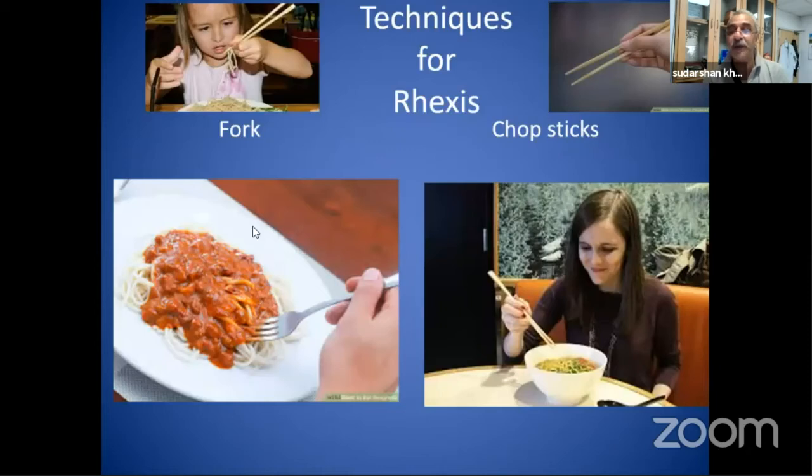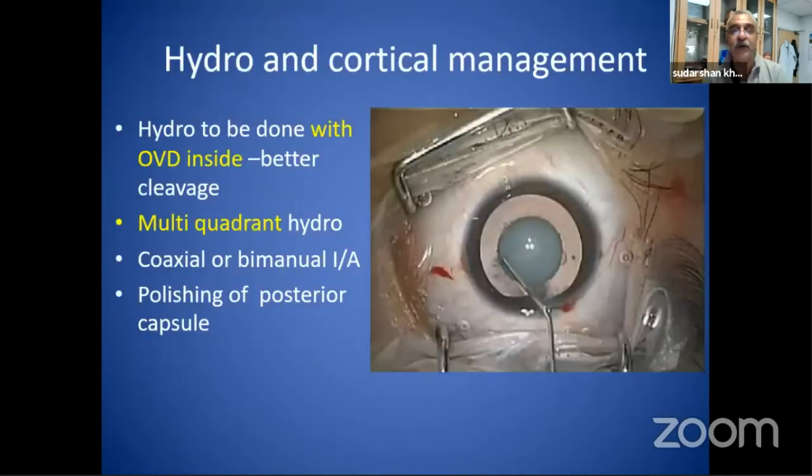Okay, so this is what I was trying to tell you. For the rhexis, for the beginners, I think it's better to use a fork or a Utrata forceps and use a little heavier molecular weight OVD, but later on you can switch over to a longer forceps, which is what we do now. Once this is done, we'll go to the posterior rhexis and then I'll finish off.